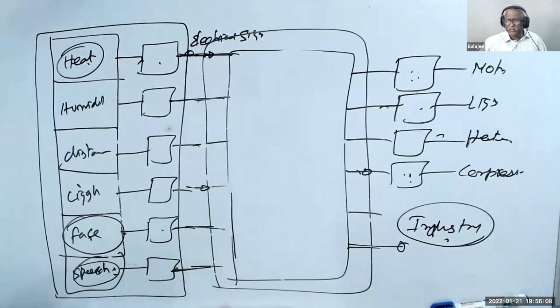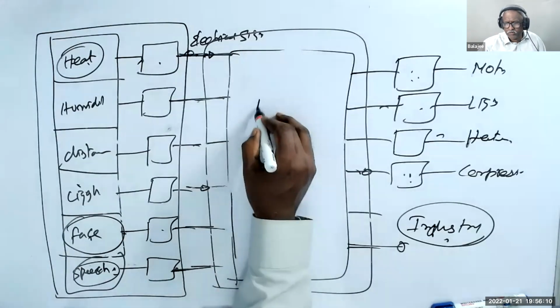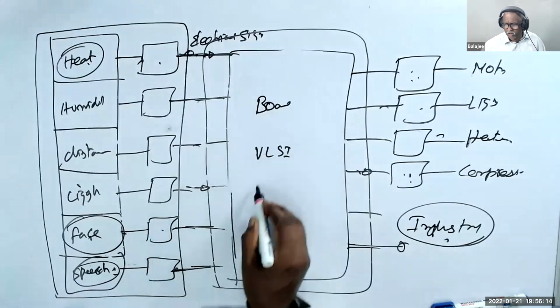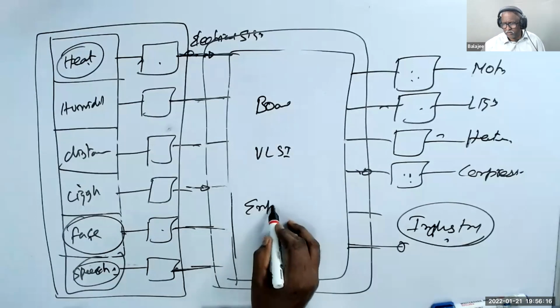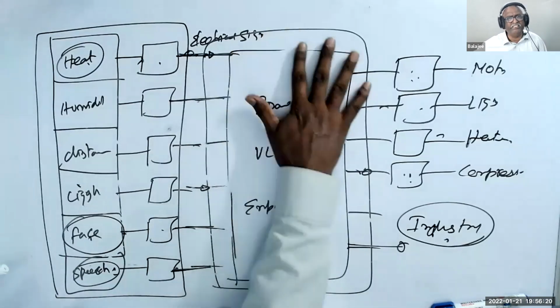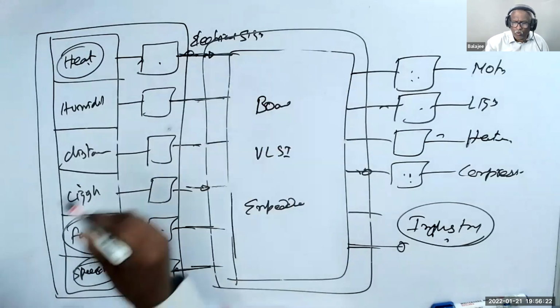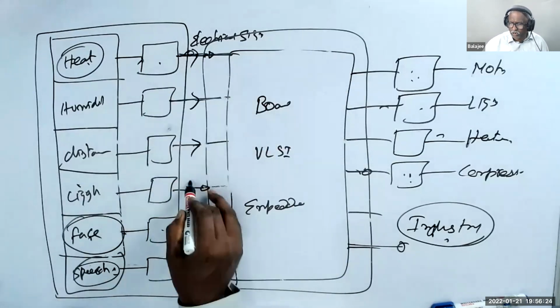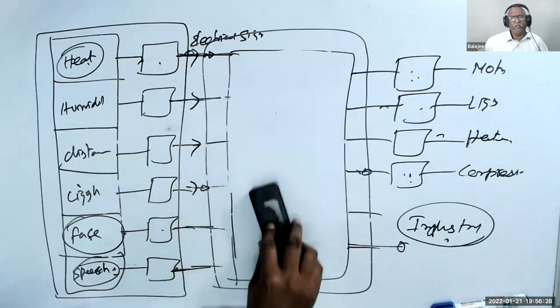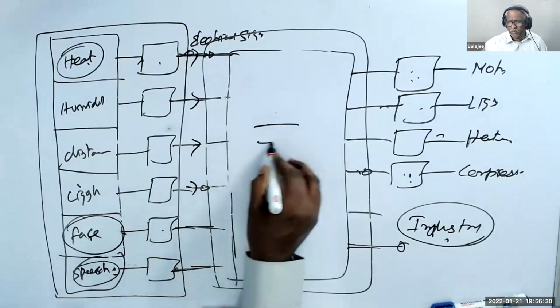So understand the difference between the three: board, VLSI, or embedded. To do embedded, you do not have to know what is inside. You should know what signals you are getting, what you should do, and you should be able to convert that into a few steps of a program.